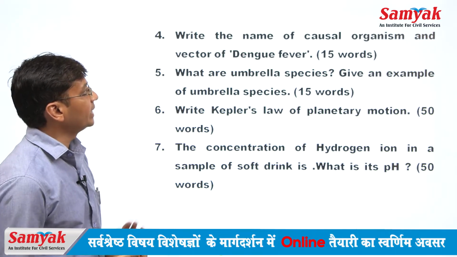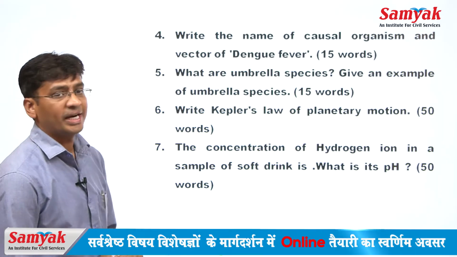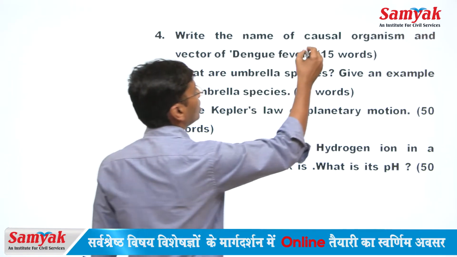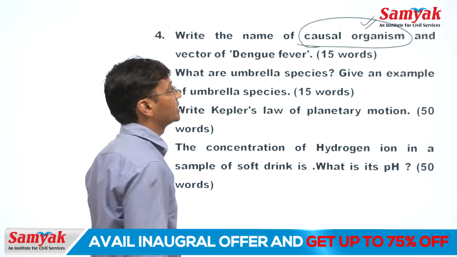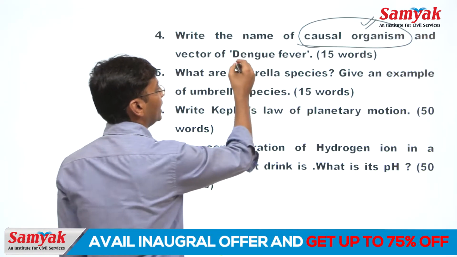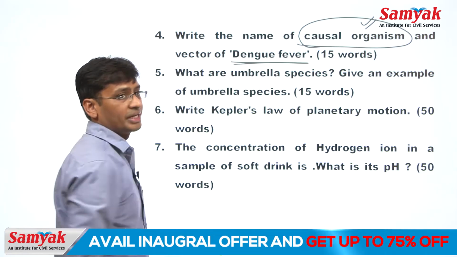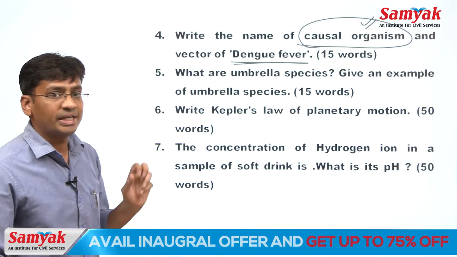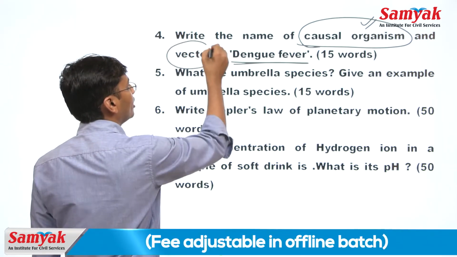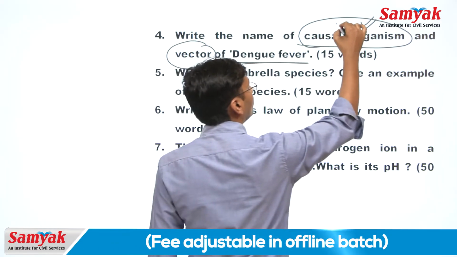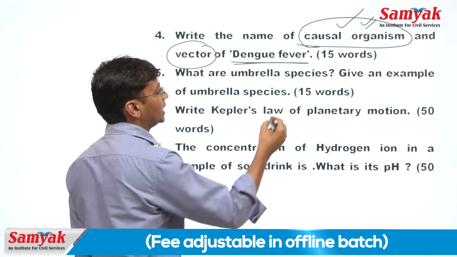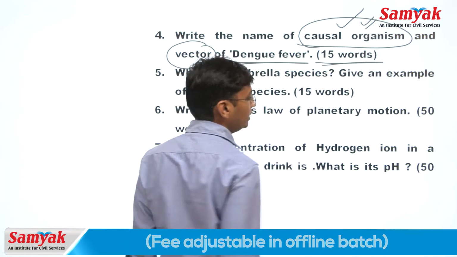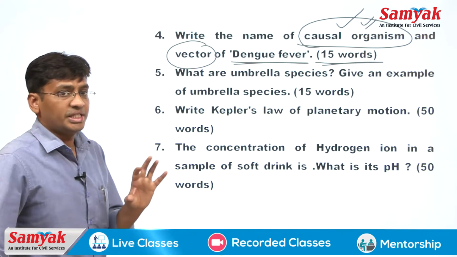Next is, write the name of the causal organism and the vector of dengue fever. Name of the causal organism means what is that organism which causes dengue fever. And the next is, what is the vector. So, here again 2 questions have been asked. First is the name of the causal organism and the second is the vector of dengue fever. So, it is related to the biology part as well as to the diseases part.